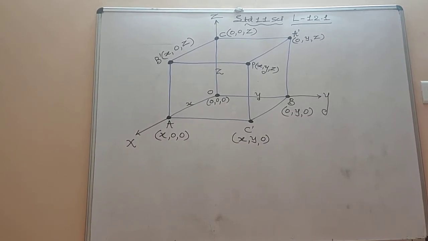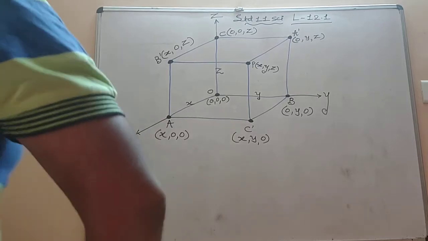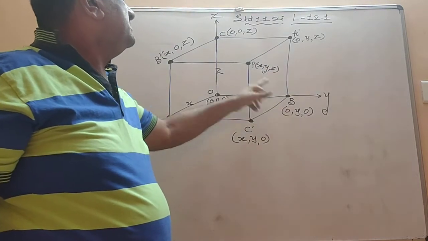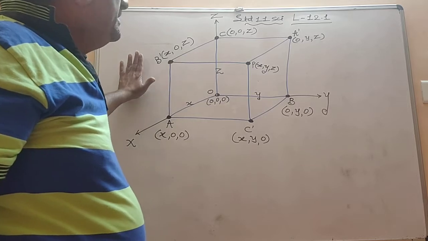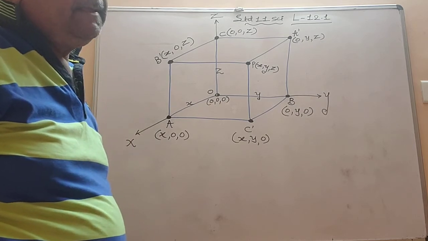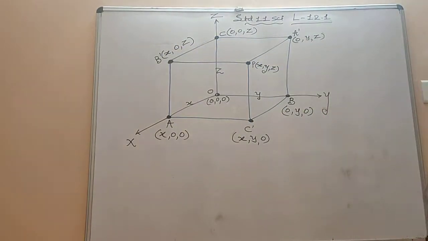Now C dash point is on the floor. C dash point, the x component is x, y component is y, and z component is 0. A dash is in the vertical plane, yz plane. A dash point lies in the yz plane. Its y component is y, z component is z. Same way, it is xz plane. Only P point lies in the space only.